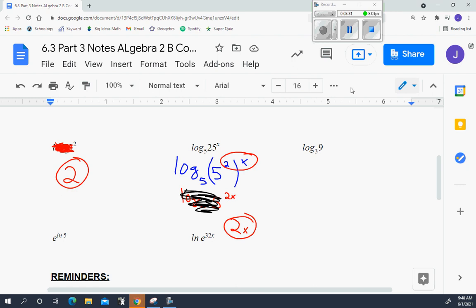This next one, log base 3 of 9, I'm going to do the same thing: log base 3 of 3 squared. Everything cancels out. What's left? 2. That is my final answer.